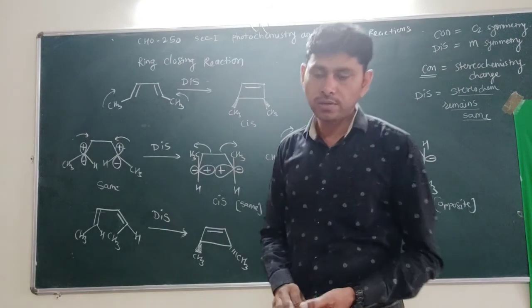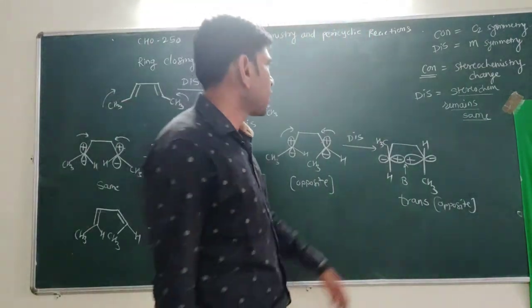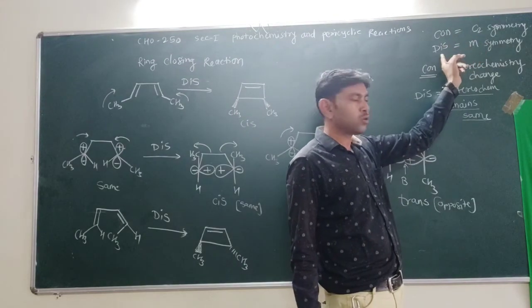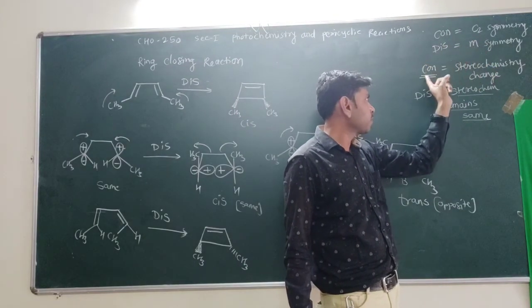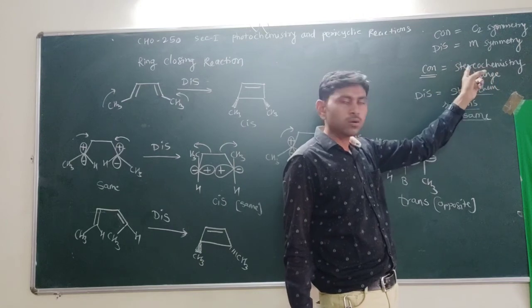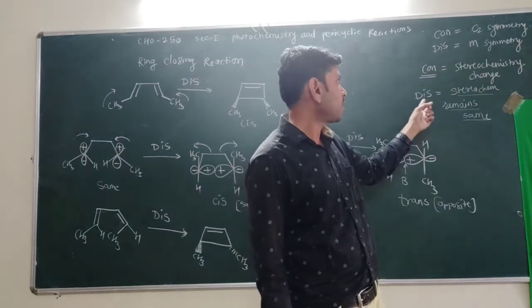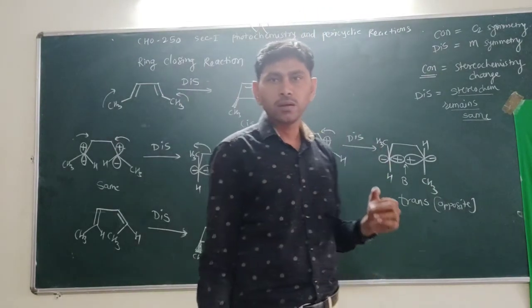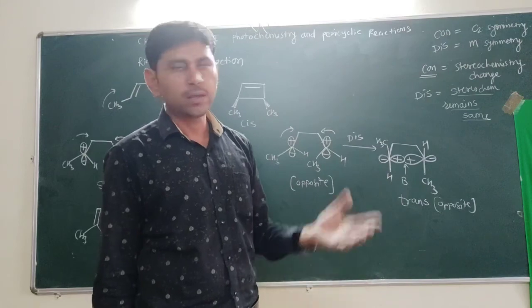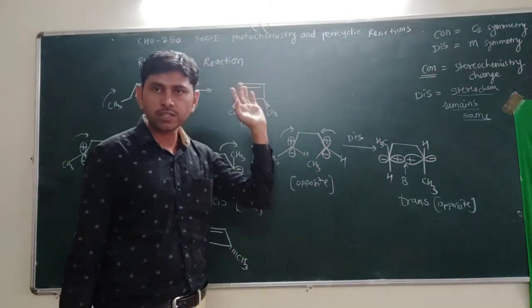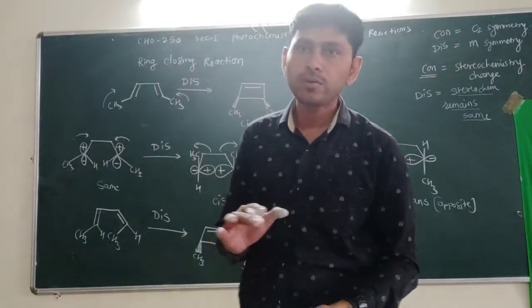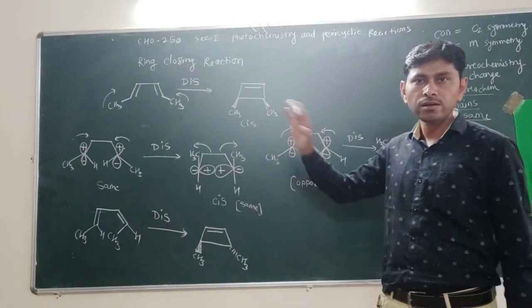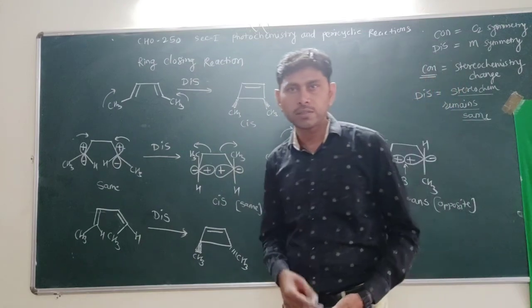So what is our conclusion after all these rules? The conclusion is that conrotatory motion is always associated with C2 symmetry, disrotatory motion is always associated with M symmetry. In conrotatory motion stereochemistry changes, and in disrotatory motion stereochemistry remains the same in reactant and product. Okay, so this is about conrotation and disrotation. Now we have to analyze all these pericyclic or electrocyclic reactions by 4 ways that we'll see later.